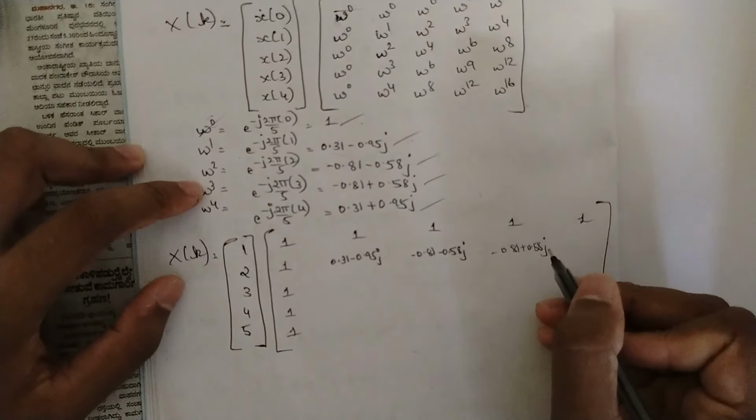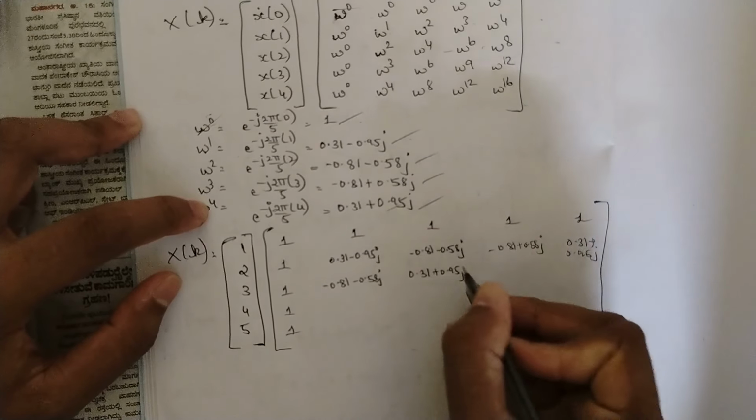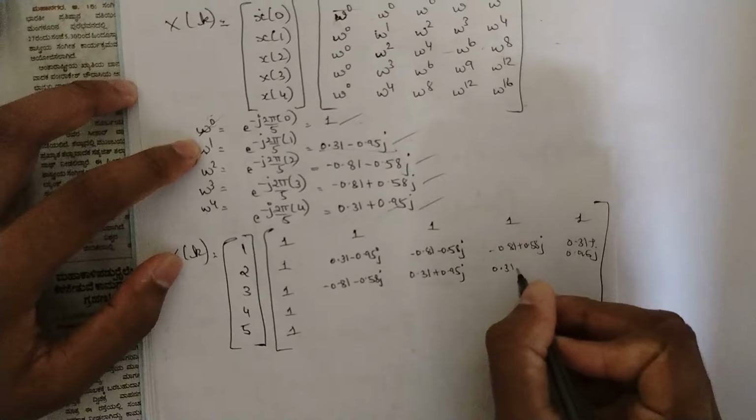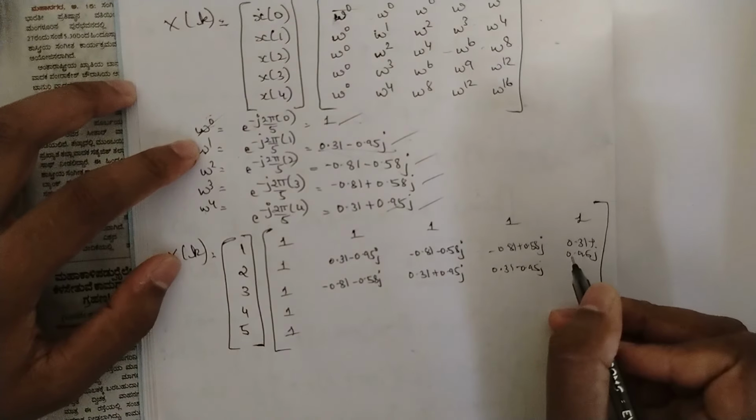Then next is 2 4 6 8. So this is 2, that is minus 0.81 minus 0.58 j. Next is 4, this value, 0.31 plus 0.95 j. Next is 6, so if this is 4, this is 5 and 6, so this is the answer, 0.31 minus 0.95 j. Then next is 8, so if this is 6, 7, 8, then 0.81 plus 0.58 j.